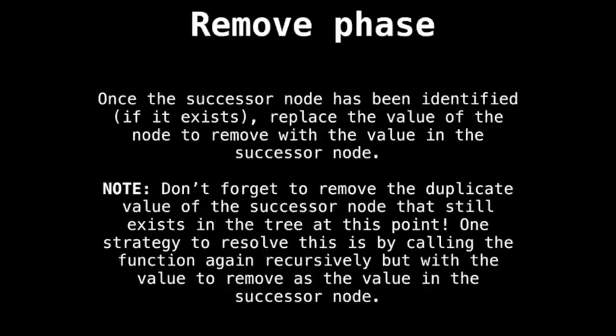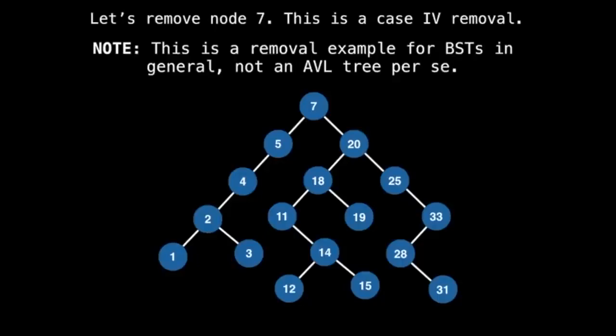However, the story doesn't end there. We must not forget to remove the duplicate value of the successor node that still exists in the tree. One common strategy to resolve this is to recursively call the function again, but with the value to remove as the value in the successor node. Let's see an example because this isn't completely trivial.